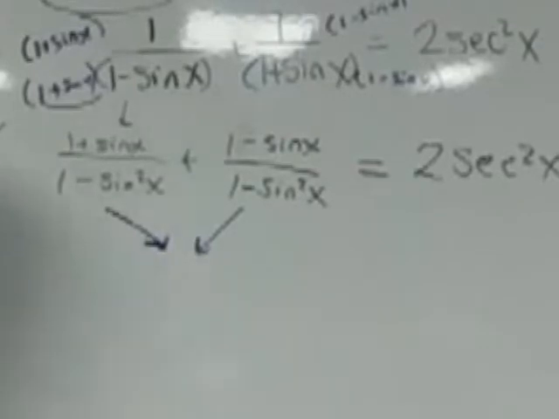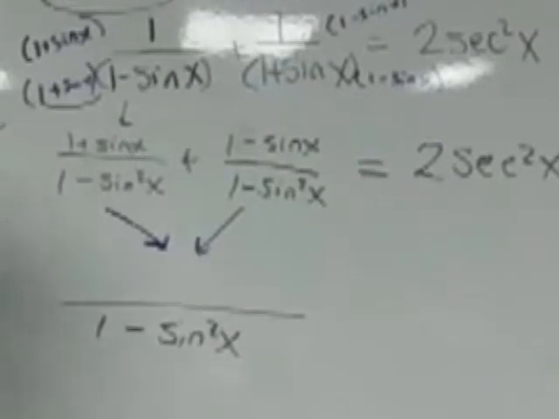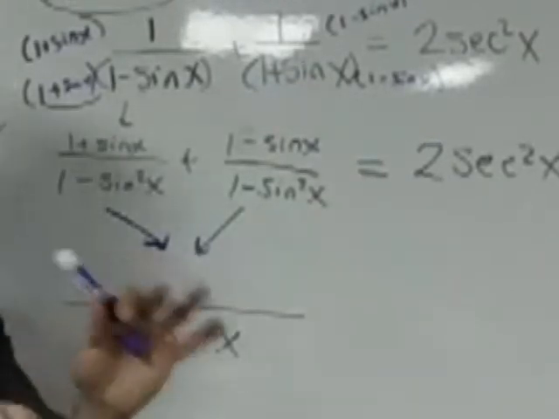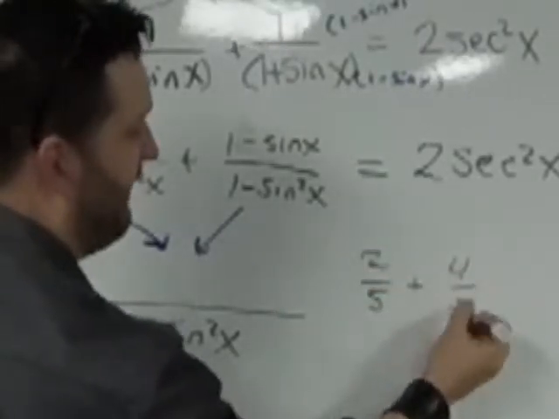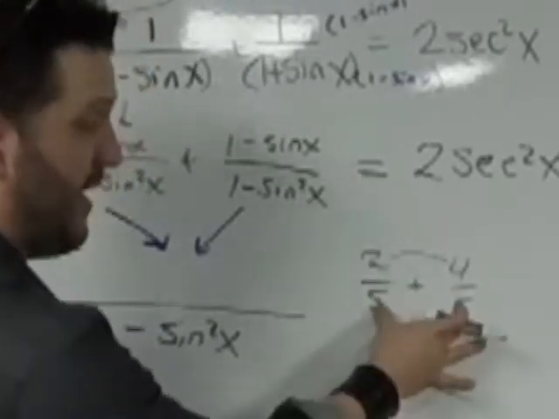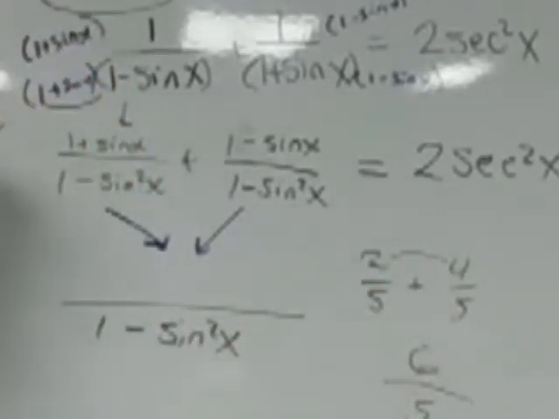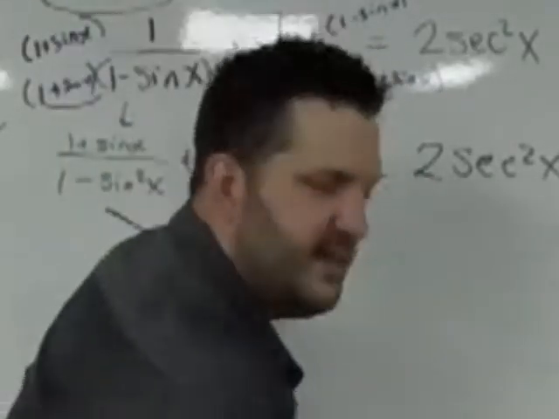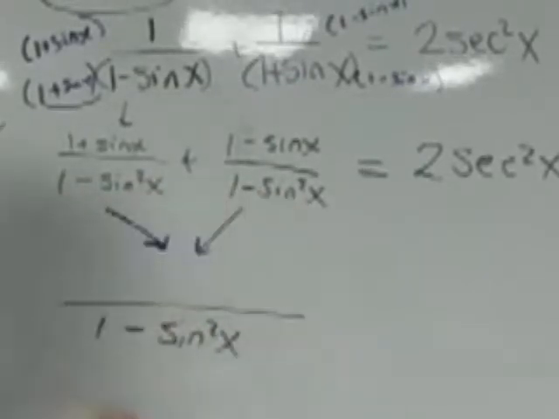Like this. And the bottom is just going to be 1 minus sine squared x. People often mess this up, but if you think simple, like middle school math, if you had 2/5 plus 4/5, you would combine the tops to make 6, and the bottom doesn't make 10. The bottom you just put a 5. It's fifths and fifths. So when it comes to the trig, and these crazy, hard-looking fractions, the bottom is 1 minus sine squared, the bottom is 1 minus sine squared.